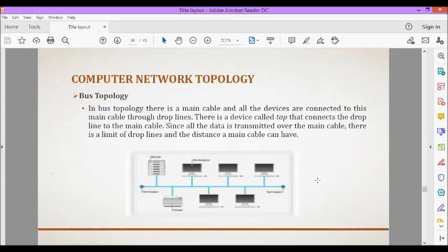So there is a main cable. Okay, this is the main cable, and all the devices are connected to this main cable through drop lines. There is a device called tap that connects the drop line to the main cable. Since all the data is transmitted over the main cable, there is a limit of drop lines and the distance a main cable can have.